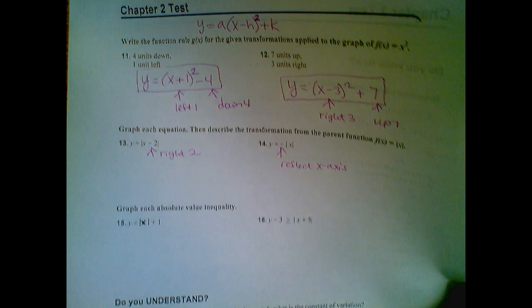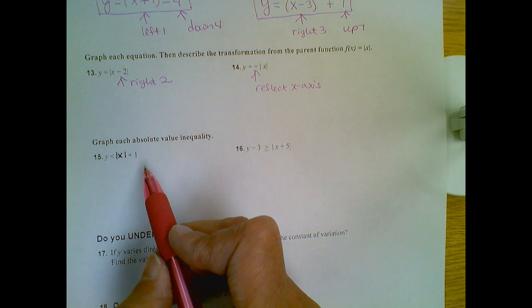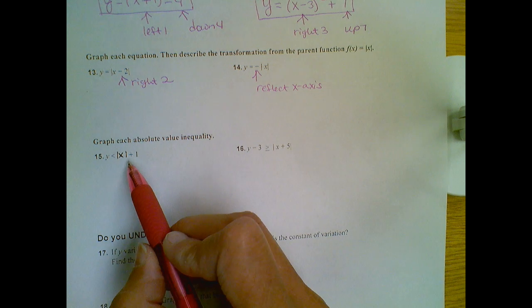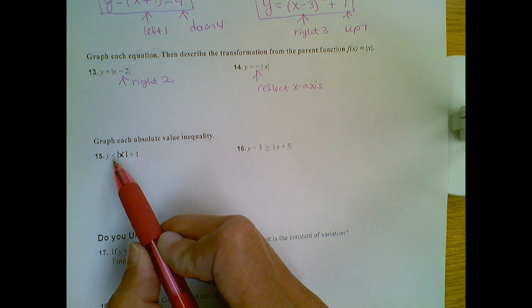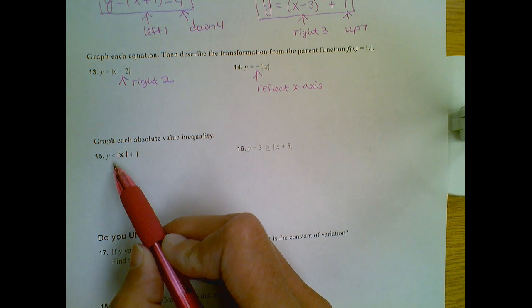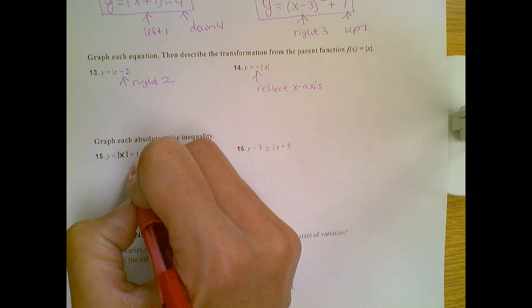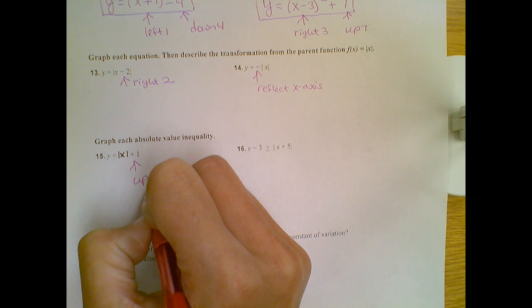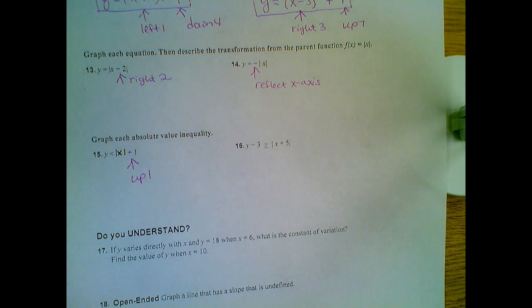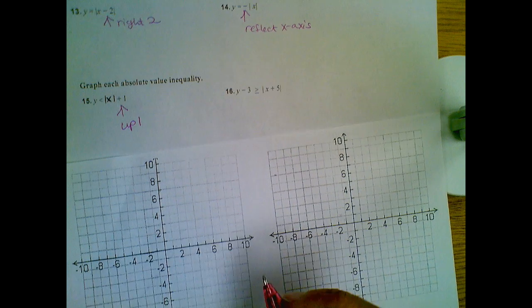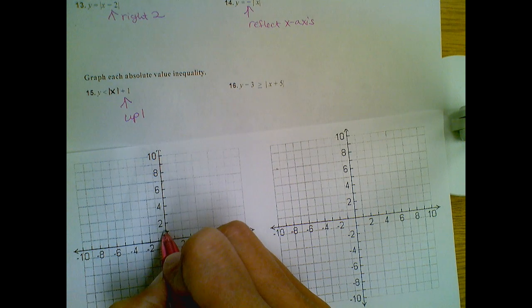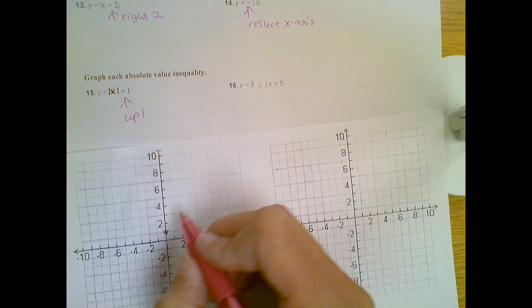Alrighty, for number 15, it has absolute value bars. And so we know it's going to be a V shape, but then there's also an inequality. So we need to do dotted or solid line and then also shading. So this +1 at the end tells us it's going to go up 1. So let's start with that. Let me get some graph paper out. So we're going to go up 1. Our slope, there's no number in the a slot, so we're just going to put 1.